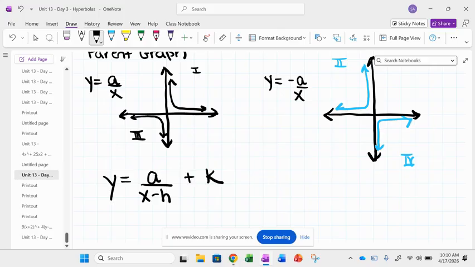Now, in our parent graph, do we agree there were two asymptotes here? There's a vertical asymptote at x equals 0, a horizontal asymptote at y equals 0. So let's go back and write that. So asymptote for both of these: x equals 0, y equals 0.